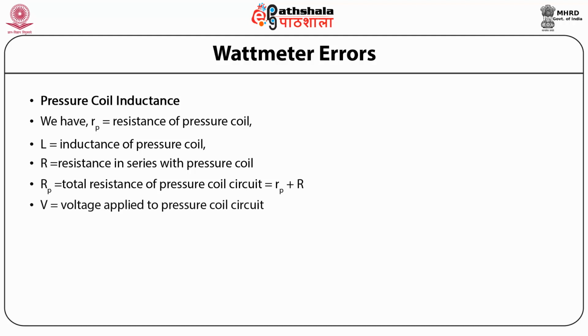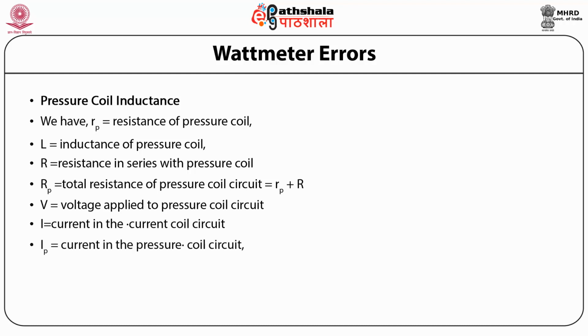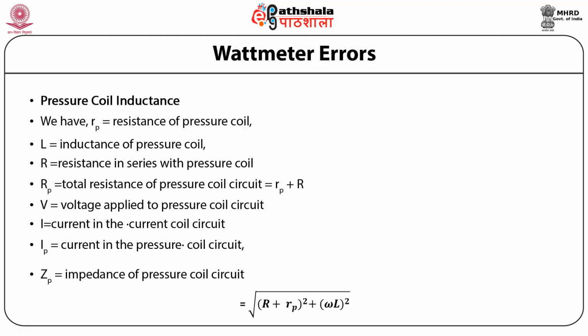The voltage applied to pressure coil circuit is represented by capital V, and the current in the current coil circuit is represented by capital I. The current in the pressure coil circuit is given by capital IP, and finally the impedance of pressure coil circuit ZP is written as square root of capital R plus Rp whole square plus omega L square.